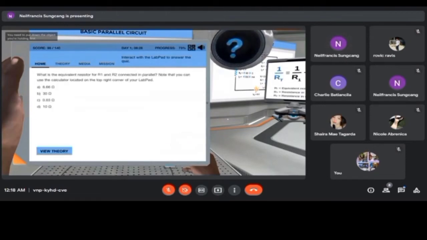What is the equivalent resistor for R1 and R2 connected in parallel? Note that you can use the calculator located on the top right corner of your lab pad.